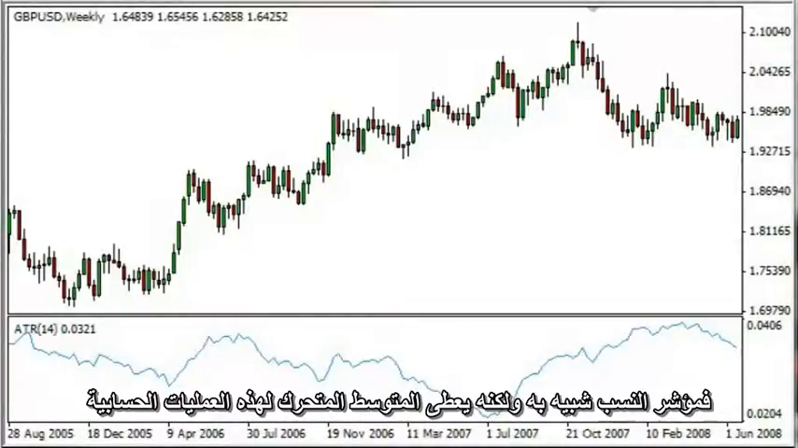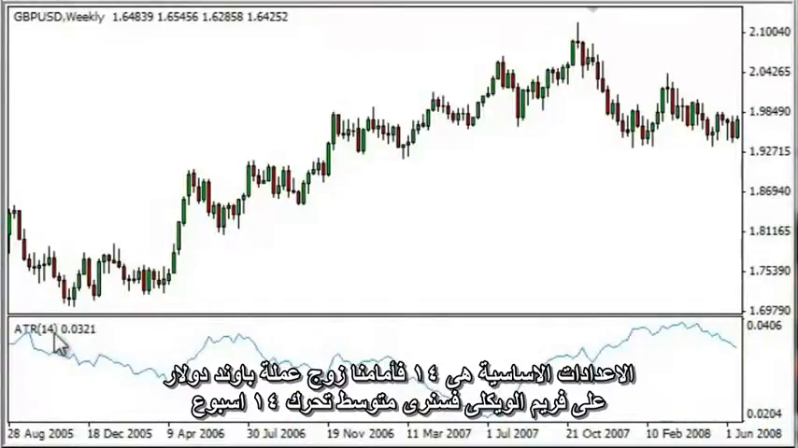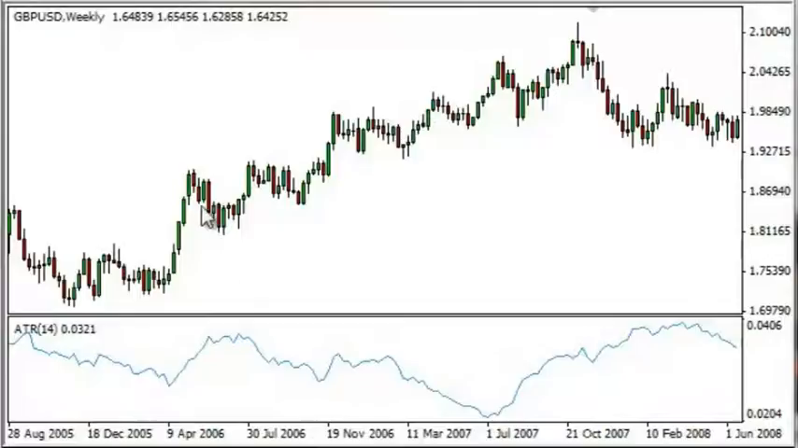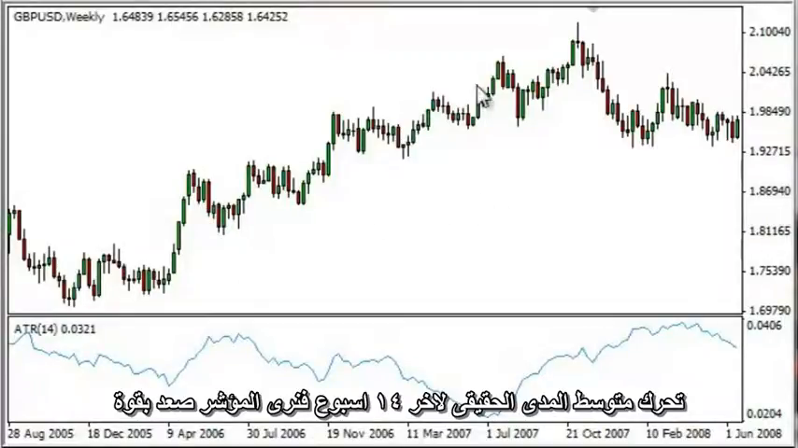So the average true range is simply the same thing, but it is a moving average of those particular calculations. And quite often the standard is 14, so here we are on the dollar pound weekly, so it would be an average of 14 weeks. The last 14 weeks' true range is the ATR that's being displayed here.